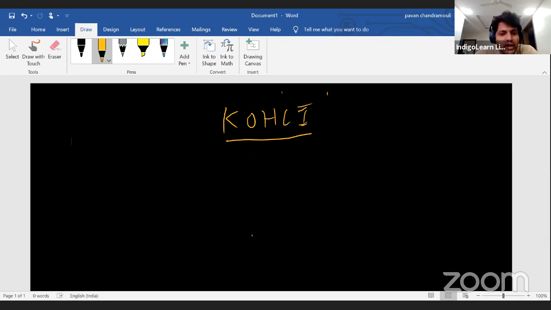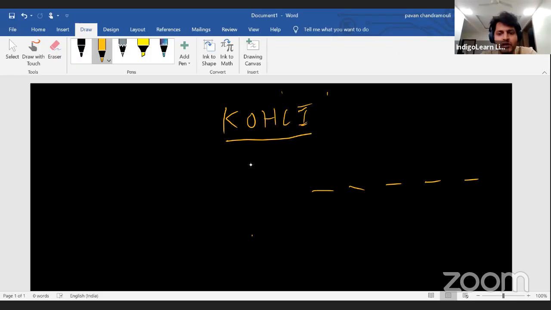Kohli has 5 unique alphabets. Now, if I said 2-letter words, that means you have to pick only 2. But now I am saying 5, so you have to form 5-letter words: 1, 2, 3, 4, 5. Obviously I'm saying without repetition. So a 5-letter word means you have to use all 5 letters. You can't keep any letter of Kohli aside. You have to use every alphabet.